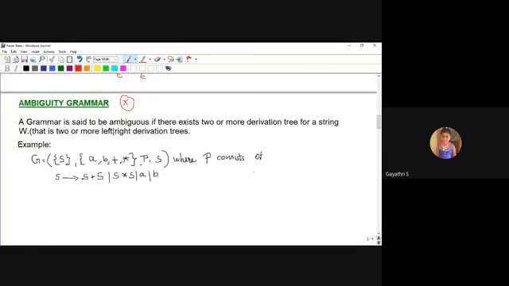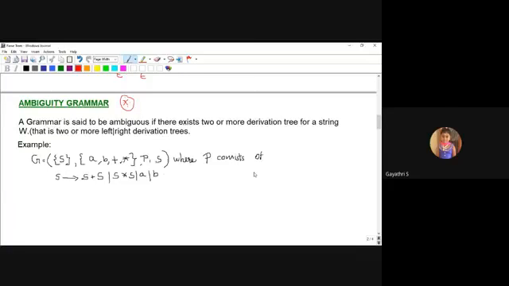Okay. So what do you mean by ambiguity grammar? This is the definition. A grammar is said to be ambiguous if there exist two or more derivation trees for the same string W. That is, if we are able to draw two or more left derivation trees, or two or more right derivation trees, or a left and a right derivation tree for a string, then that particular grammar is called ambiguous.